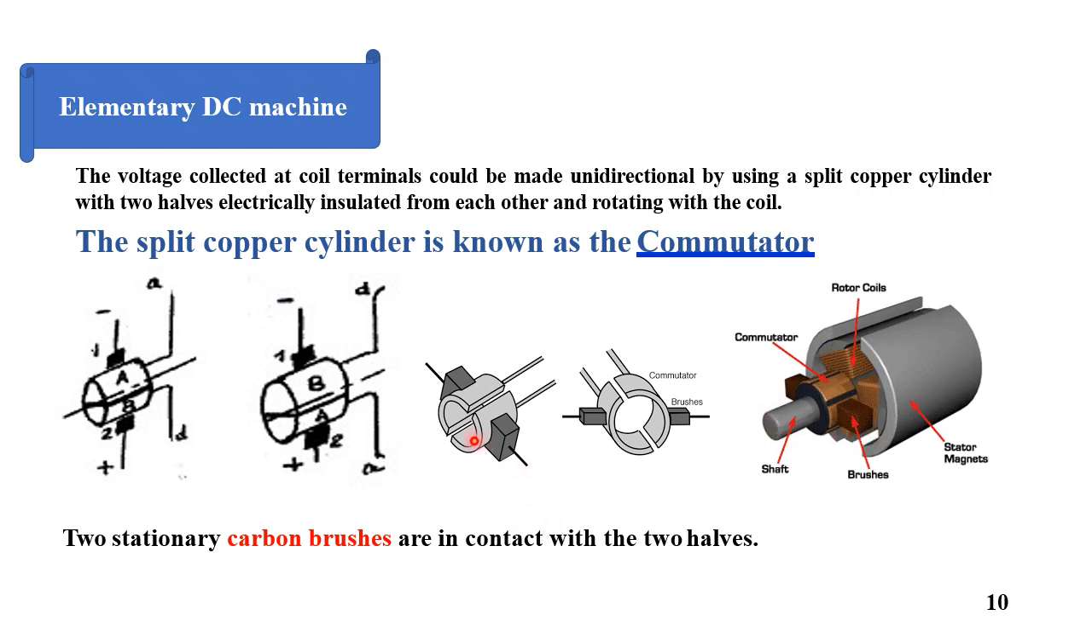For the elementary machine, the commutator is two halves of a cylinder, and each half is connected to a brush, as shown here. We have two halves, A and B. The A half is connected to the negative brush, and the B half is connected to the positive brush. After 180-degree rotation, the B half will be connected to the negative brush, and the A half will be connected to the positive brush.